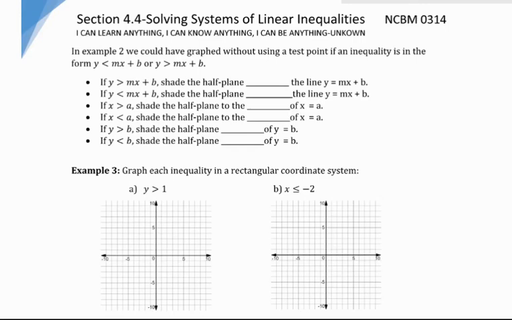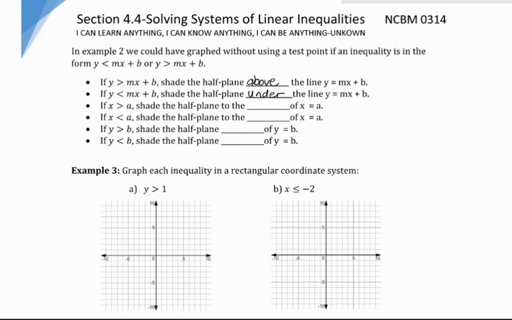In example 2, we could have graphed without using a test point if an inequality is in the form y less than mx plus b or y greater than mx plus b. If y is greater than mx plus b, shade the half plane above the line y equals mx plus b. So here we're going to shade above. If y is less than mx plus b, shade the half plane under the line y equals mx plus b.